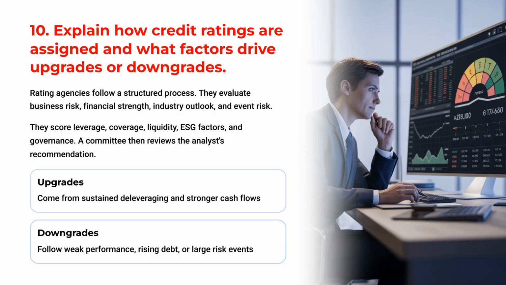Explain how credit ratings are assigned and what factors drive upgrades or downgrades. Rating agencies follow a structured process. They evaluate business risk, financial strength, industry outlook, and event risk. They score leverage, coverage, liquidity, ESG factors, and governance. A committee then reviews the analyst's recommendation. Upgrades come from sustained deleveraging and stronger cash flows. Downgrades follow weak performance, rising debt, or large risk events.